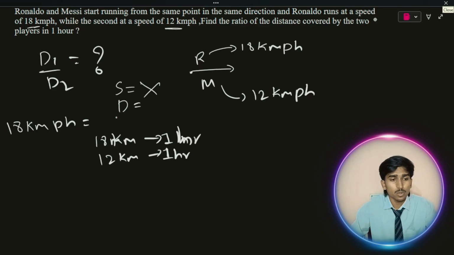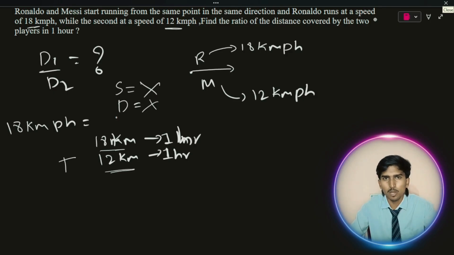Because Ronaldo is running 18 kilometers per hour, but Messi is running 12 kilometers. So per hour, they both are running at different speeds, so they are covering different distances. So this is also not constant. And which one is a constant? Time is a constant, because it is already given. That is why I'm saying, always read the problem properly.